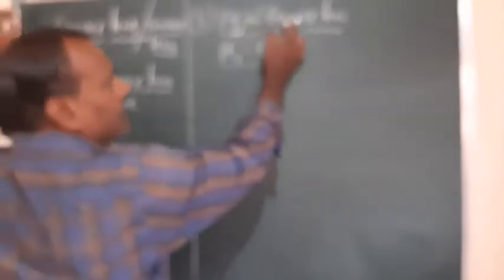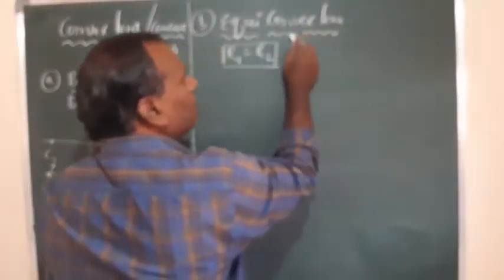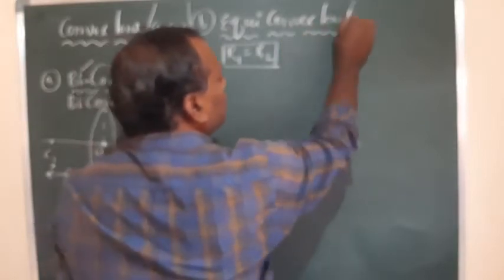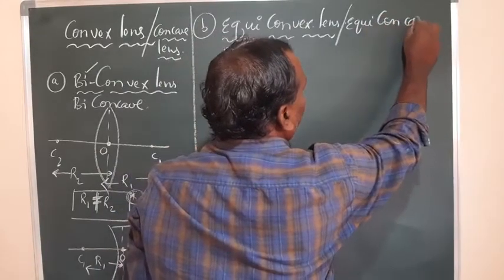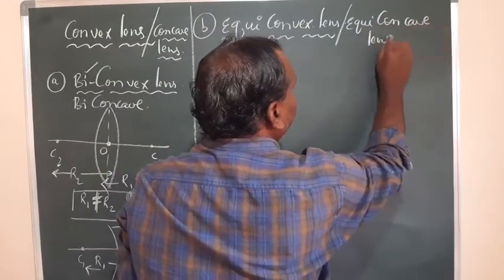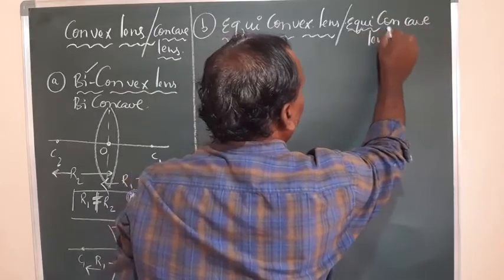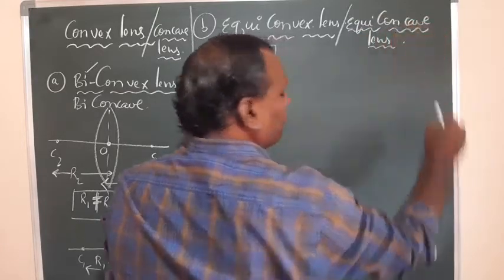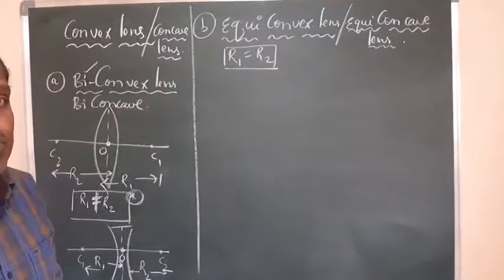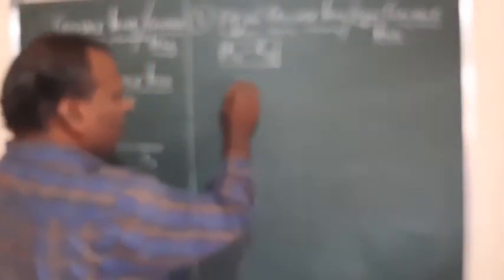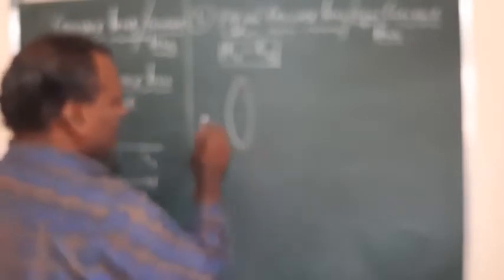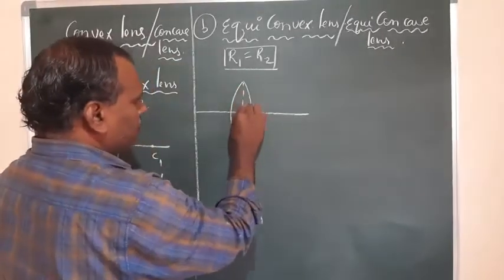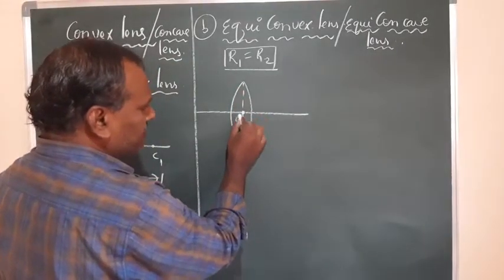Similarly, equiconvex or equiconcave also. Equiconcave lens. In any one of these, the radii of the two curves are equal. That is, R1, R2 are equal. So I can draw here, I'll go for this convex lens. Let it be equiconvex. So this is the optic center where it intersects the principal axis.